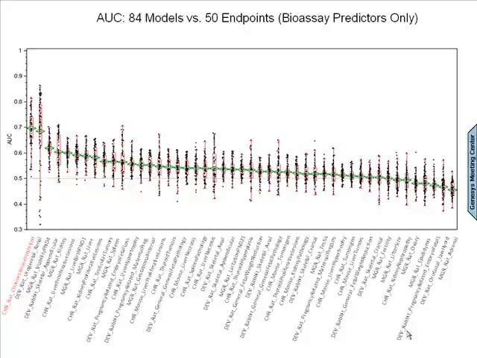Now, this is a case where we decided to use only the 615 bioassay predictors. And you can see the different endpoints there. The 0.5 line is kind of the random line. So in fact, we did find a few endpoints where we were getting an AUC up around 0.7 on average. Things tailed off from there. Now, next I'm going to show you what happens when we throw in the extra 1,200 predictors.